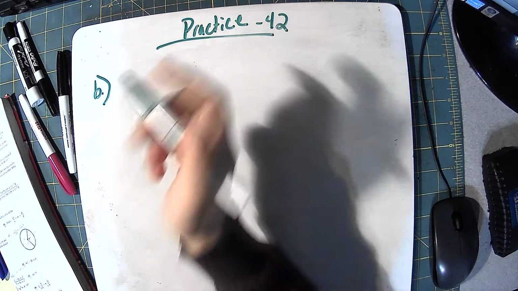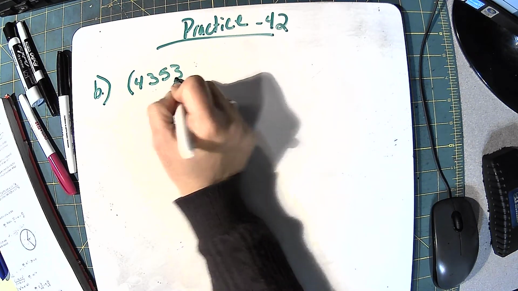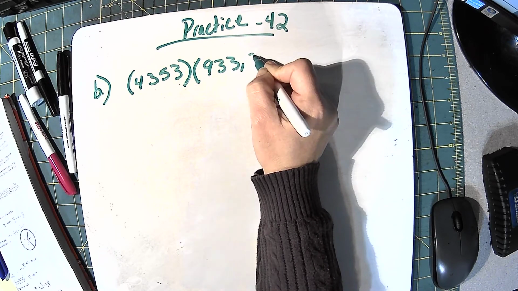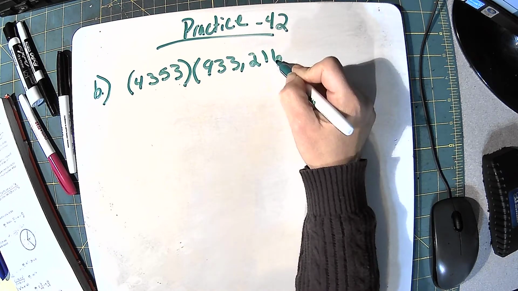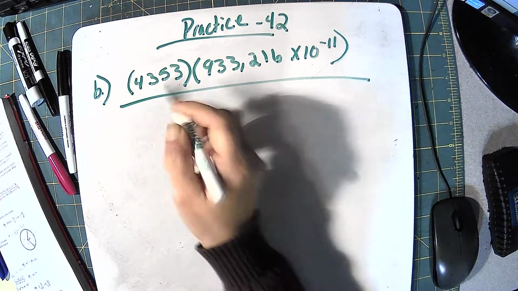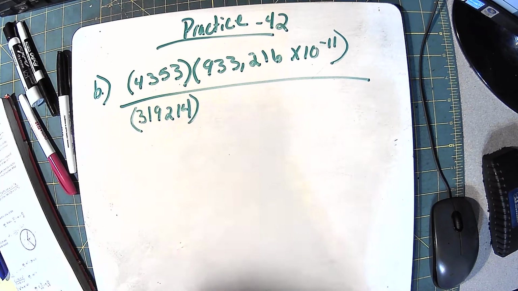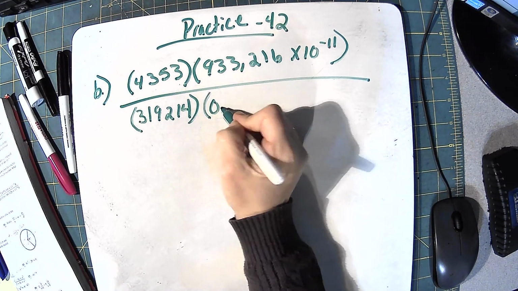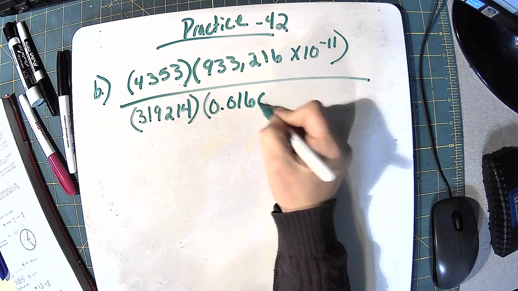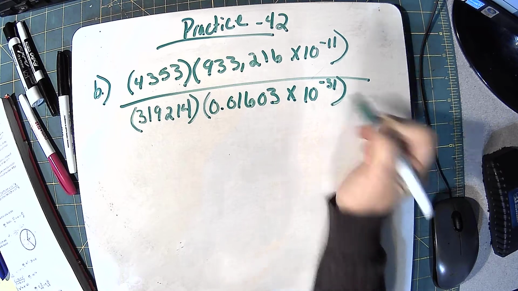Okay, so B has a whole bunch of craziness. All right, so we got 4, 3, 5, 3, 9, 3, 3, 2, 1, 6, times 10 to the negative 11. All that is over. Okay, so there's our problem.